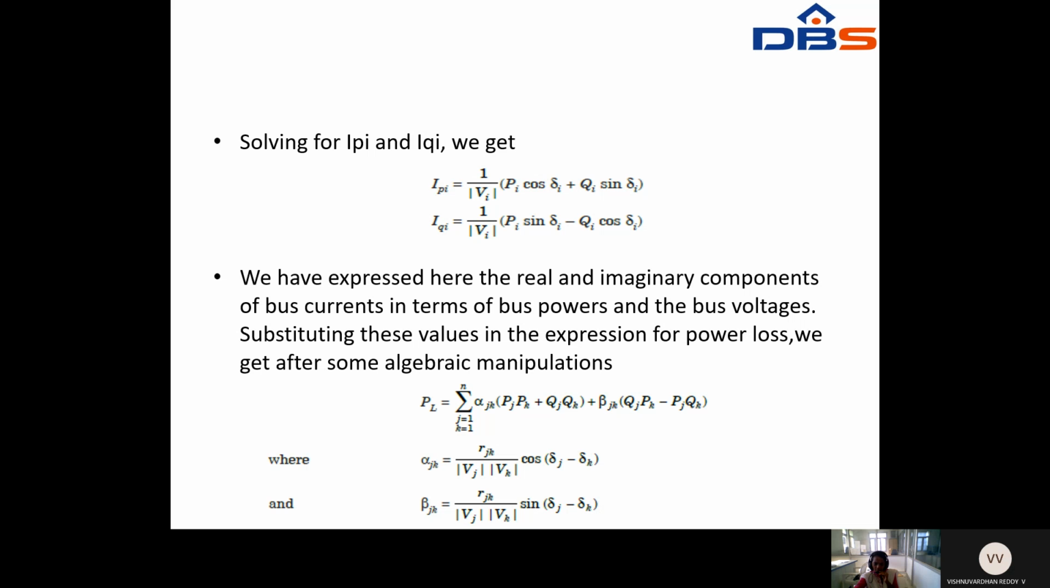Here, power loss will equal the sum over j equal to 1 to n and k equal to 1 to n of alpha jk into (pj pk plus qj qk) plus beta jk into (qj pk minus pj qk), where alpha jk equals rjk by (vj vk) cos of (delta j minus delta k), and beta jk equals rjk by (vj vk) sin of (delta j minus delta k). So this is the power loss formula.